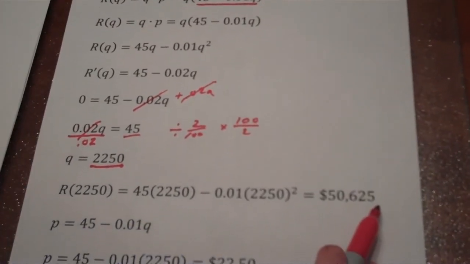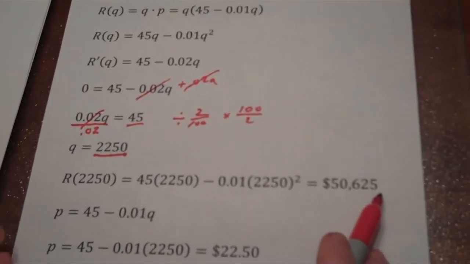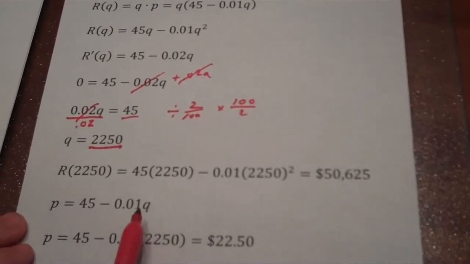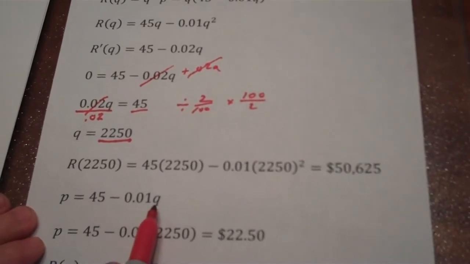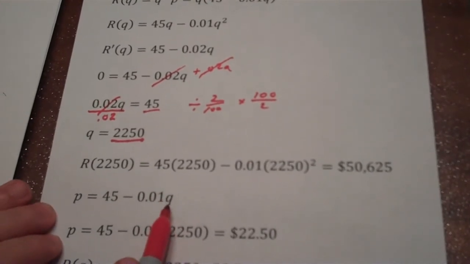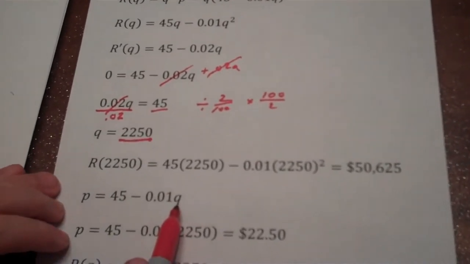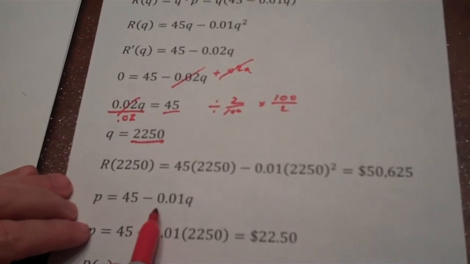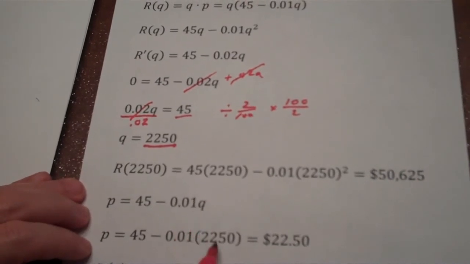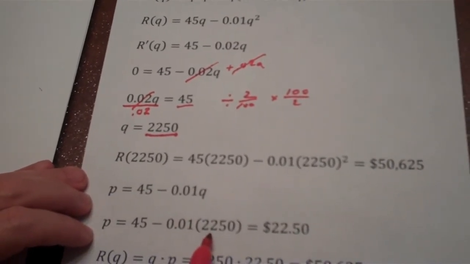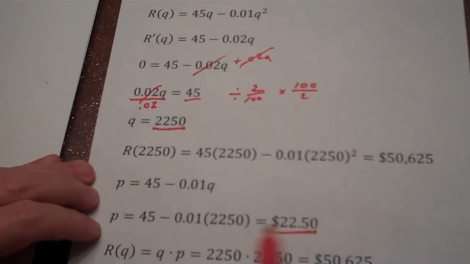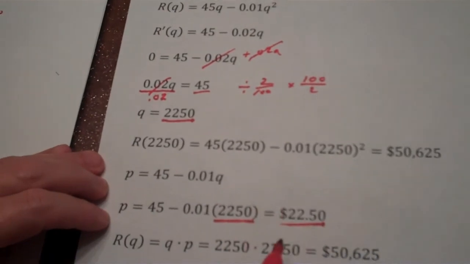Now, let's go ahead and solve it yet a third way. Remember, revenue is nothing but price times quantity. Now, we know what the quantity is. We just solved for it. The quantity that will result in the maximum revenue is 2250. Let's determine what the price is that you would be charging. Let's go back to that original demand equation, which was 45 minus 0.01 Q, and I'm going to substitute in my quantity of 2250. And this will give me the price that I charge when I sell 2250 of the item.